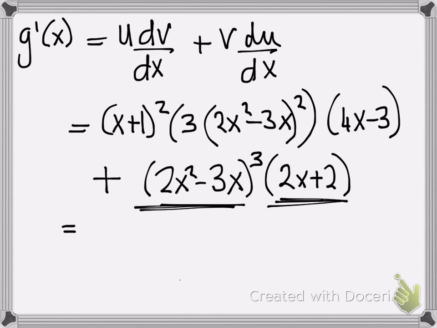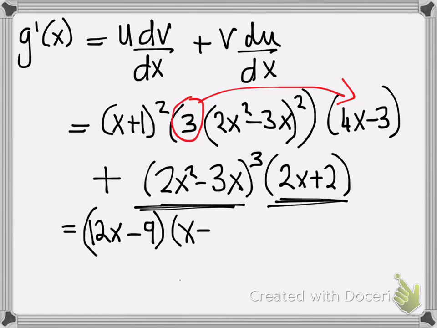Alright, then you can go and tidy all that up. Alright, you can leave it with the squares on the brackets, and you can leave it with the cube on the bracket. Okay, and just rewrite it. So I'm going to multiply the 3 in front there by the last bracket, just to tidy it up. Okay, so my next line is going to be 3 times 4x, which is 12x, minus 9. So I've multiplied in by 3. That gets multiplied by an x plus 1 to be squared, which gets multiplied by 2x squared minus 3x, all in a bracket to be squared.